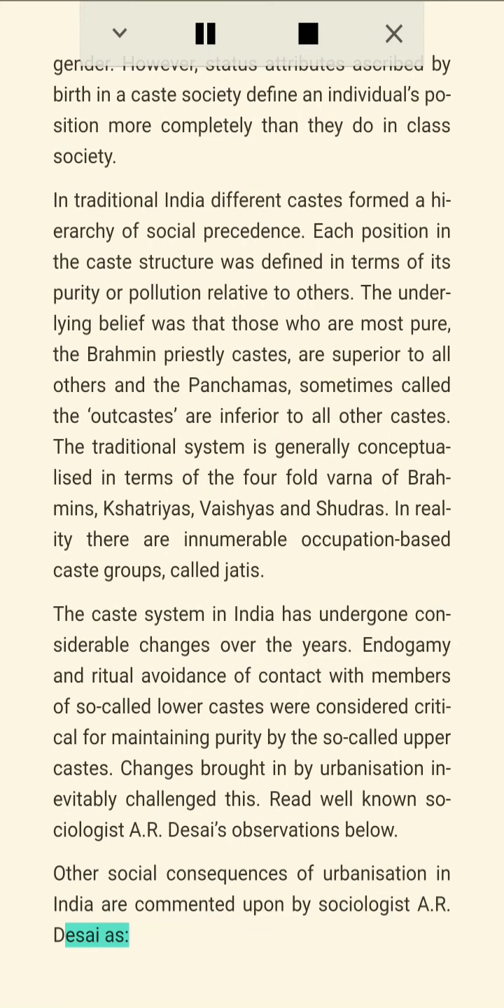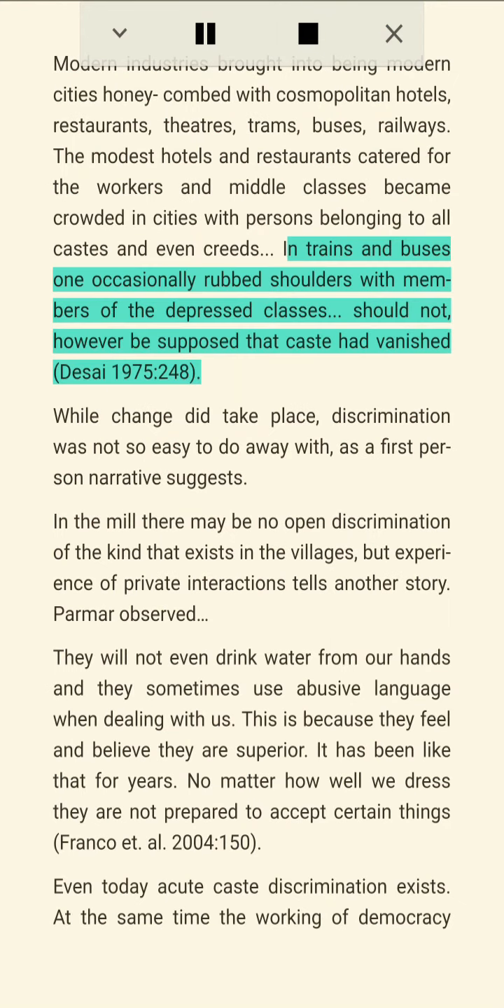Other social consequences of urbanization in India are commented upon by sociologist A.R. Desai as modern industries brought into being. Modern cities honeycombed with cosmopolitan hotels, restaurants, theaters, trams, buses, railways. The modest hotels and restaurants catered for the workers and middle classes became crowded in cities with persons belonging to all castes and even creeds.